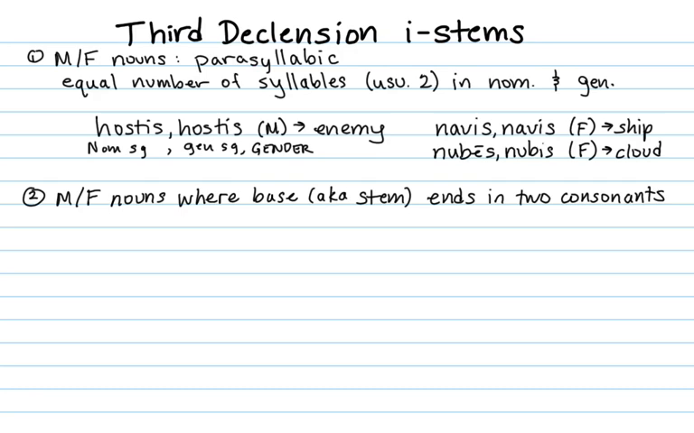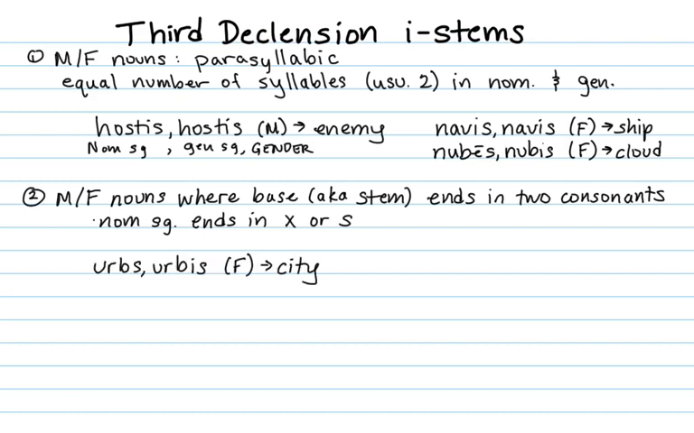If your third declension noun is masculine or feminine, and the base, which is sometimes also called the stem, ends in 2 consonants, then it's an I stem and will follow the I stem patterns. In these nouns, you'll notice that the nominative singular then ends in X or S. You have to go to the genitive singular to get the base, or the stem. So in urbs, urbis, you'll see that the nominative ends in an S, and then if you go to the genitive and lop off the ending IS, you see that the stem or base ends in RB. 2 consonants. Therefore, this is an I stem noun and will follow the I stem patterns.